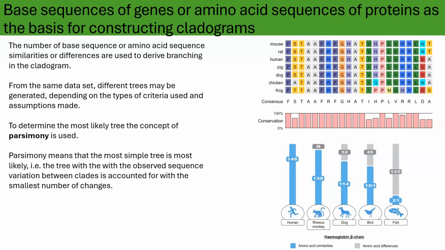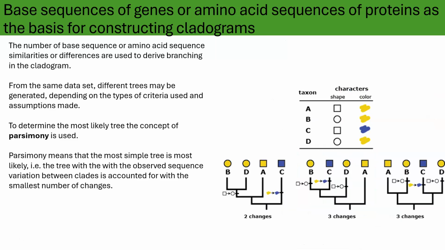The tree with the observed sequence of variation between clades is accounted for with the smallest number of changes. So this is the key here, that it's the smallest number of changes that have evolved, which would show this tree. So the tree with the smallest number of changes is the most likely. I'm going to show you an example of this to illustrate.